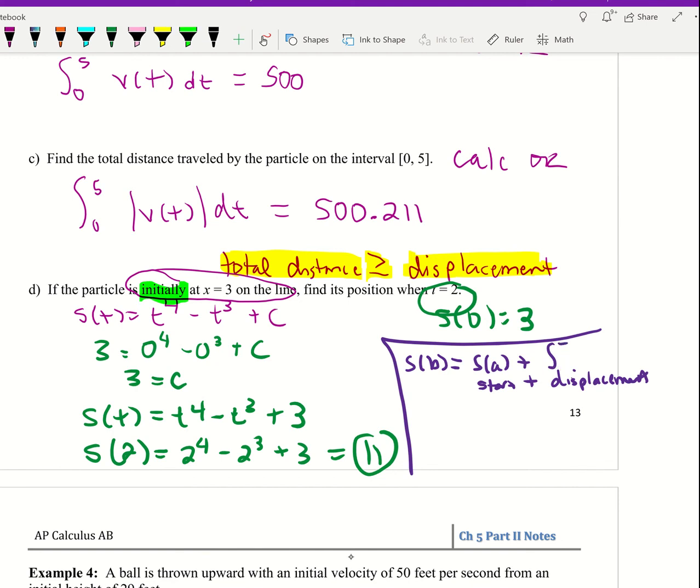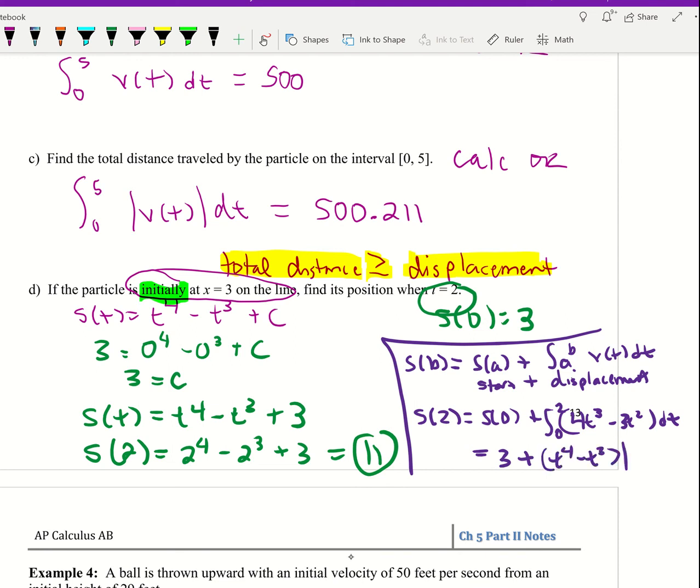So the integral, this is not 0 to 5, from A to B of v of t dt. So if I wanted to find the position at time 2, and I know the position at time 0, remember 0 is our input, then what I can do is take the integral from the starting time of 0 to the ending time of 2 of the velocity, which was given to us as 4t cubed minus 3t squared dt.